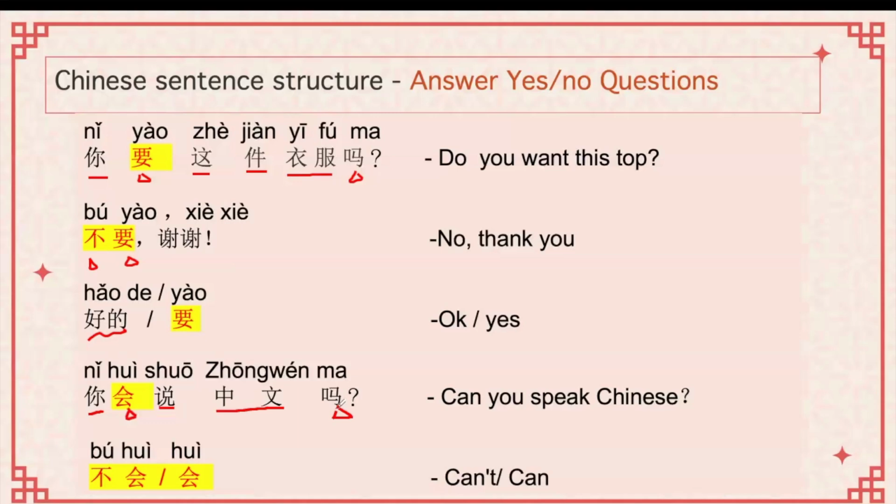And your answer is can't. 不会 This is a simple answer. Or 会 means can.